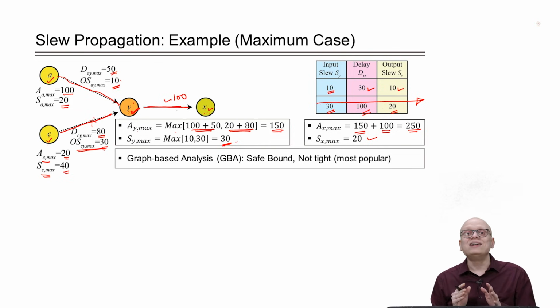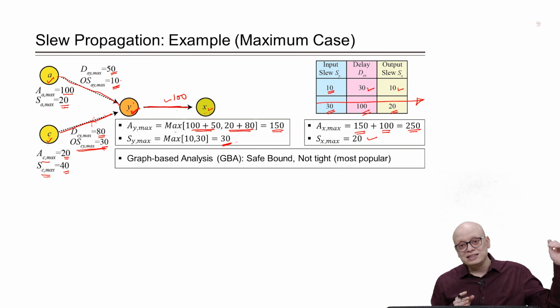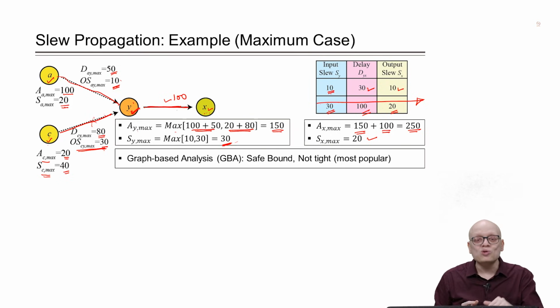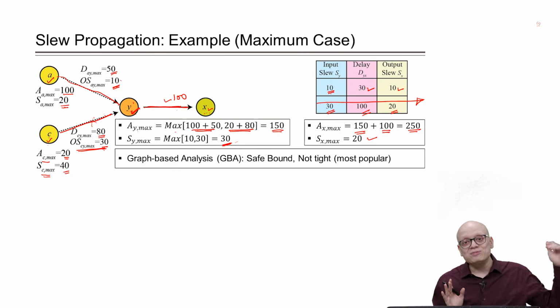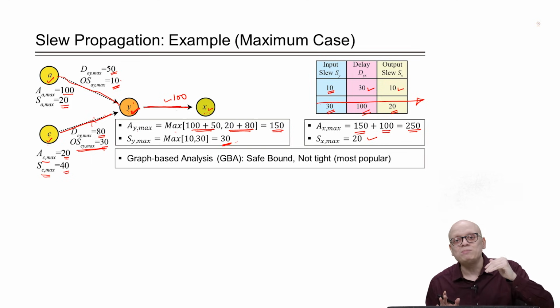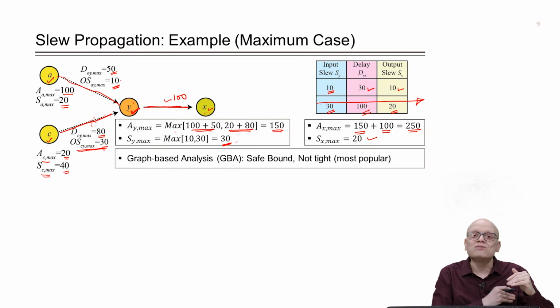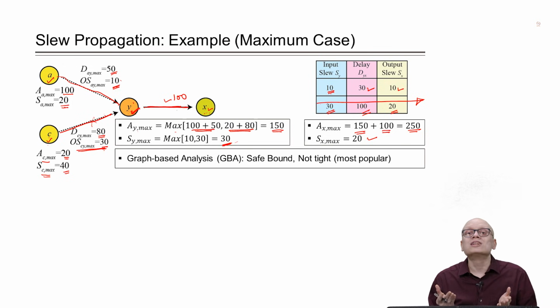Now, this is somewhat pessimistic. Why is it pessimistic? Because the signal will either propagate through A to y or through C to y, right. One of them will show the worst behavior. It is not that the arrival time behavior will be worse for one path and the worst slew behavior will be shown by the other path simultaneously. That cannot be there, right. So, only one of these two paths will show the worst behavior.